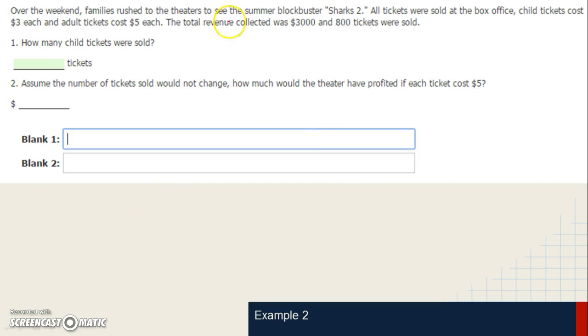So we can go ahead and just start underlining key information here. Over the weekend, families rushed to the theaters to see summer blockbuster Sharks 2. All tickets were sold at the box office. Child tickets cost $3 each. Adult tickets cost $5 each. Total revenue was $3,000, and 800 tickets were sold. That's the total number of tickets. How many child tickets were sold?